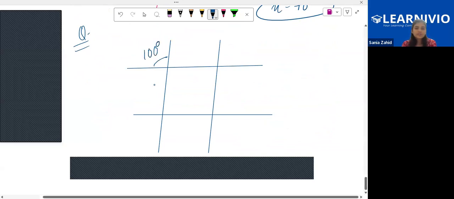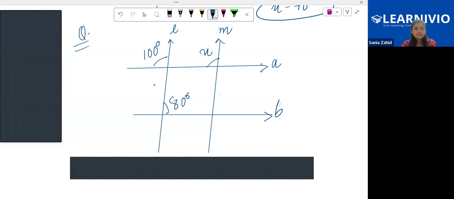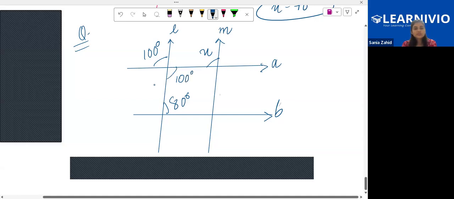Hundred degrees, x, 80 degrees. This is M, this is L, A, and B. Okay. Now tell me, how will you find x? We have to put 100 degrees on the opposite side of it here. And 80 degrees on the other side of the opposite here. Yes, okay.